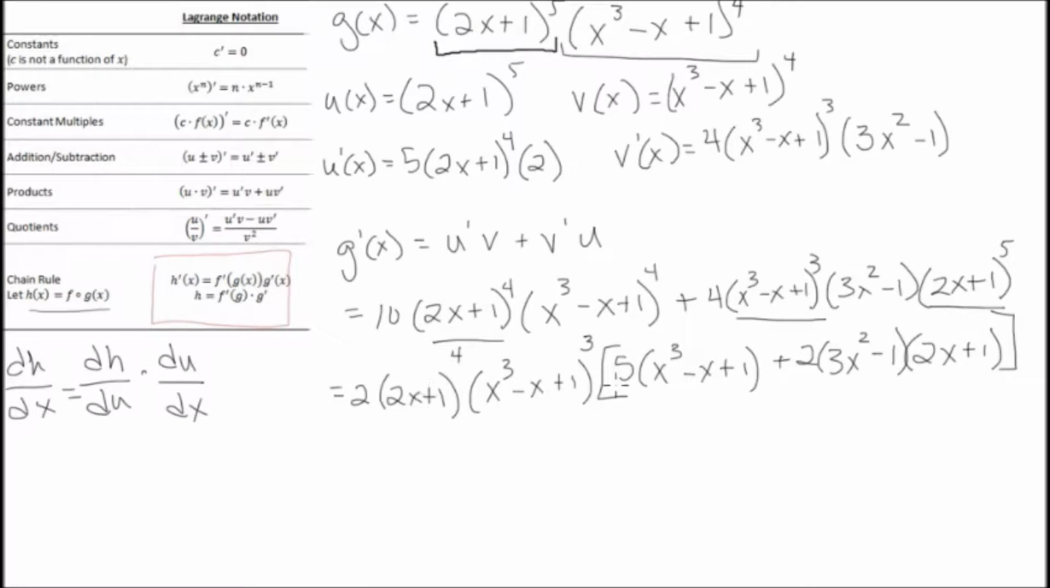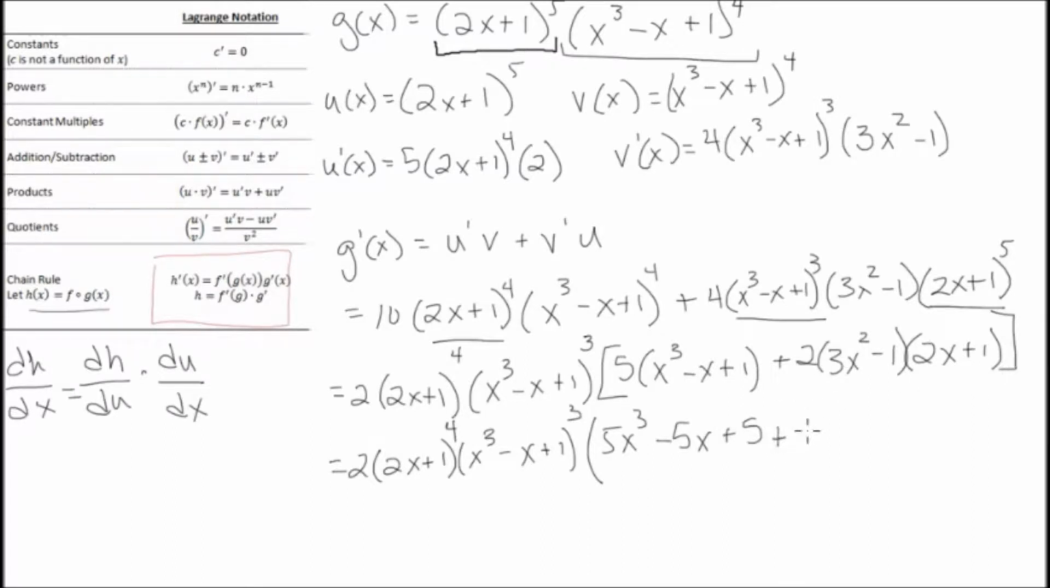At this point, if I want to, I can actually multiply this all the way out. So I'm going to leave the first part as it is, (2x + 1), (x³ - x + 1). Both of those are raised to their powers. And now I multiply this full thing out. I get 5x³ minus 5x, distributing the 5 across, plus 5. I multiply all of this out.